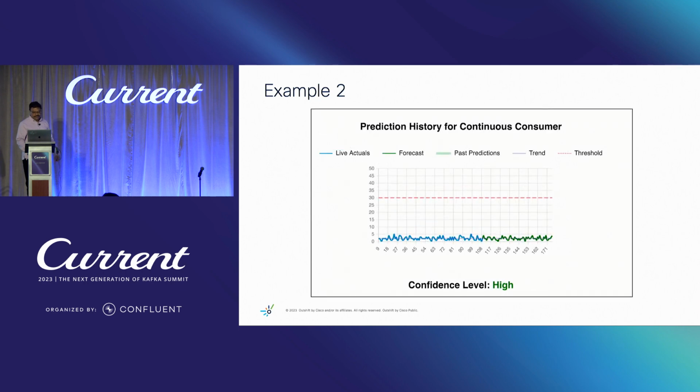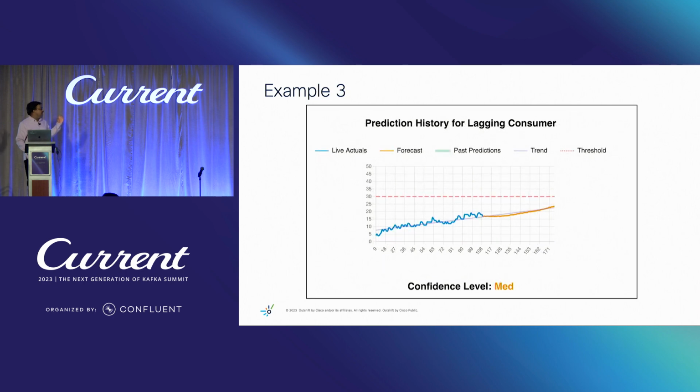The second one is for a continuous consumer, where the lag is really flat, and you see the predictions also look flat into the future. This tells us that, again, we don't have to worry about anything here. And a third one you see is for a lagging consumer.